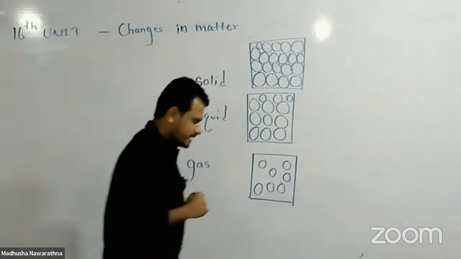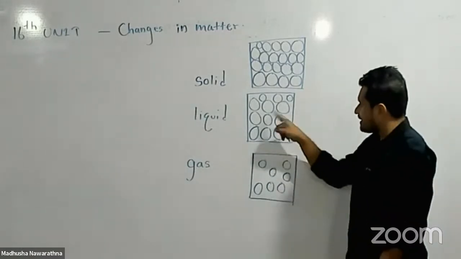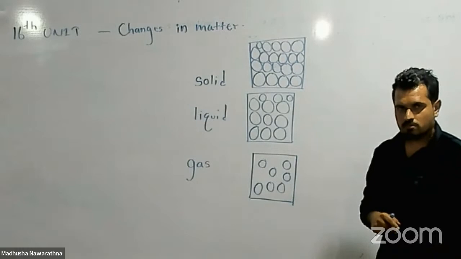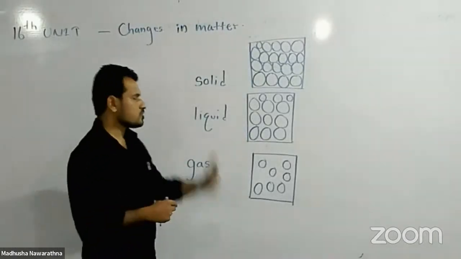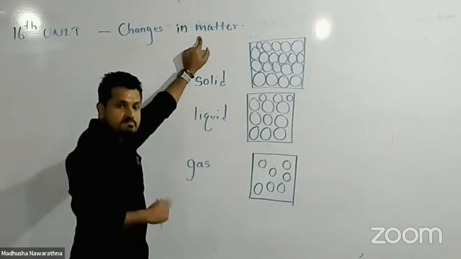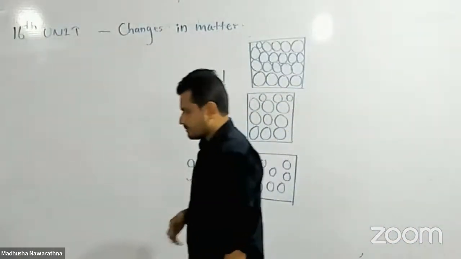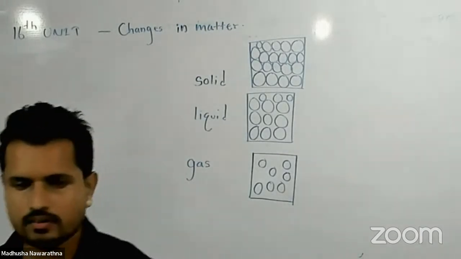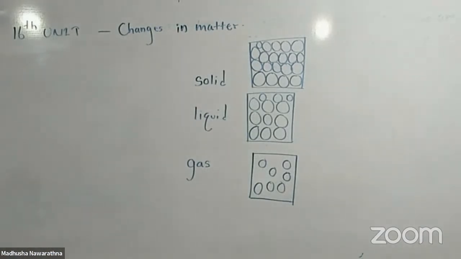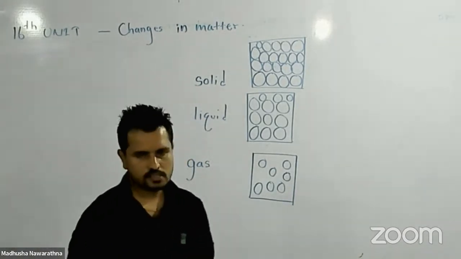These properties differ because of these molecular arrangements, children. Right. Next, back to the topic: changes in matter. What kind of changes can you observe? How can we make changes in matter? What are the changes that happen in matter? In what way do they happen? That is what we'll talk about.